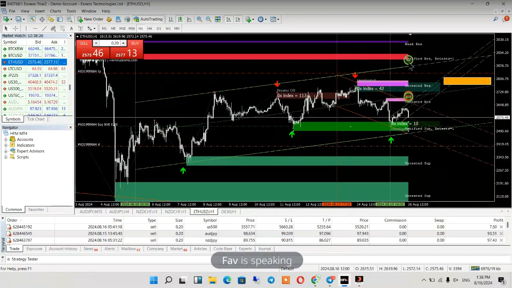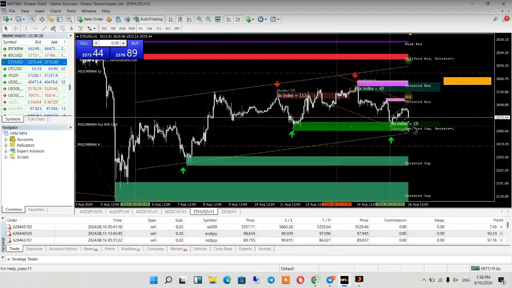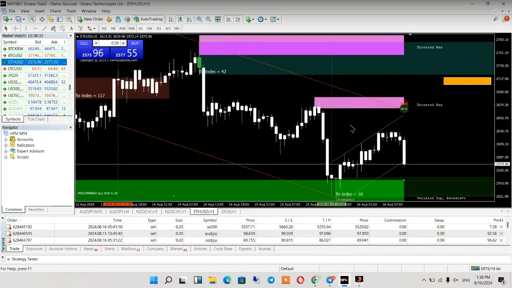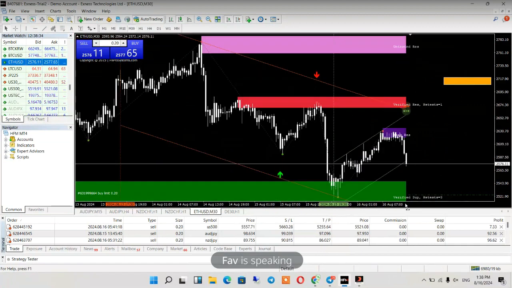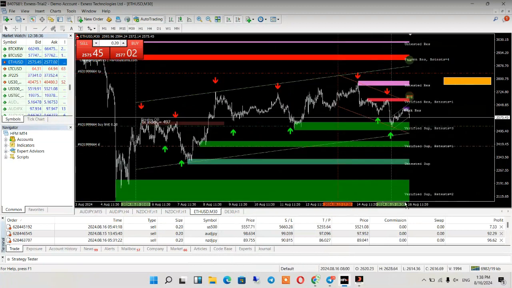But what I am more concerned with is the H4. So it's not the M15s. My entries are not on M15. My entries are on H1 and at least M30. That's the least place you see my entry. And see, look at this.